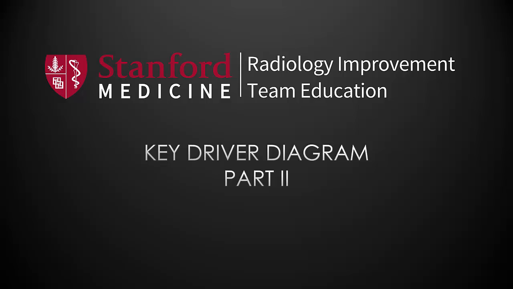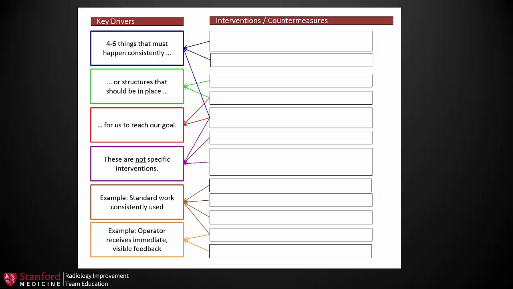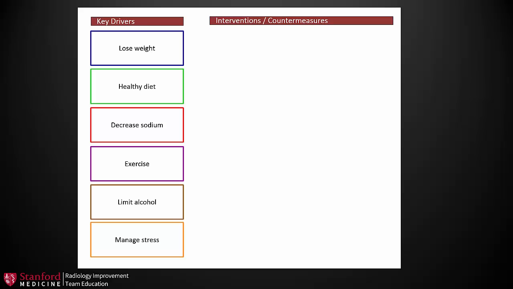To provide a framework for developing and implementing our changes in a structured way, we introduced the key driver diagram. There are two main parts to the key driver diagram, the key drivers and the interventions or countermeasures. The key drivers are the 4 to 6 most important things that must happen consistently, or the structures that should be in place for the team to reach its goal. Note that these are not specific interventions. Some common examples of key drivers include ensuring that standard work is consistently used, or that the operator receives immediate visible feedback. So in our blood pressure example, key drivers might include losing weight, eating a healthy diet, decreasing our sodium intake, exercising more, decreasing our alcohol consumption, and better managing stress.